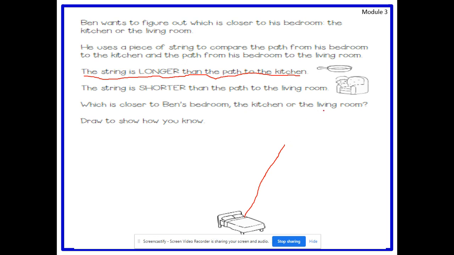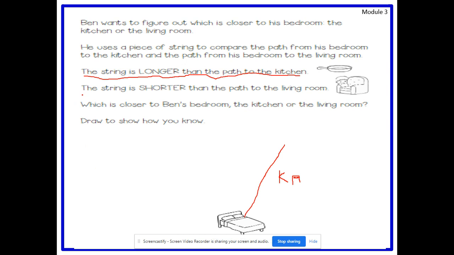No, it would not be, because look, if I put my kitchen up here, my string is down here. So it has to be longer than the path to the kitchen. So we need to place the kitchen somewhere here, like right here. Put a K for kitchen. And I don't know if you want to draw a little stove. Can hardly tell, right? But so here, as you would see, the string would be a lot longer than the path to the kitchen, because it's still going past the kitchen.